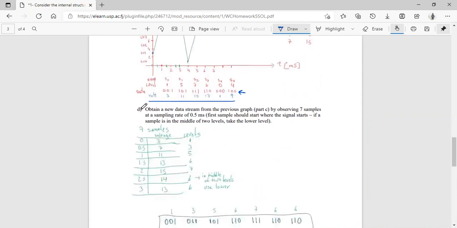Moving on to part D of this question. Part D says: obtain a new data stream from the previous graph, part C, by observing 7 samples at a sampling rate of 0.5 milliseconds. The first sample should start where the signal starts. If a sample is in the middle of 2 levels, take the lower level.